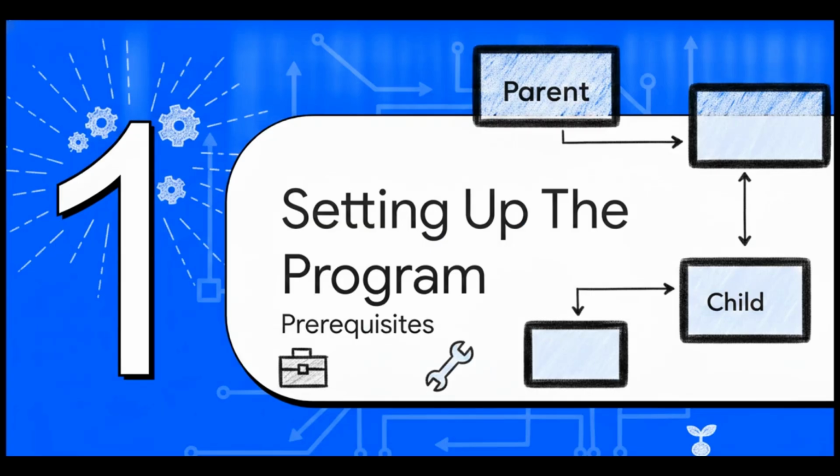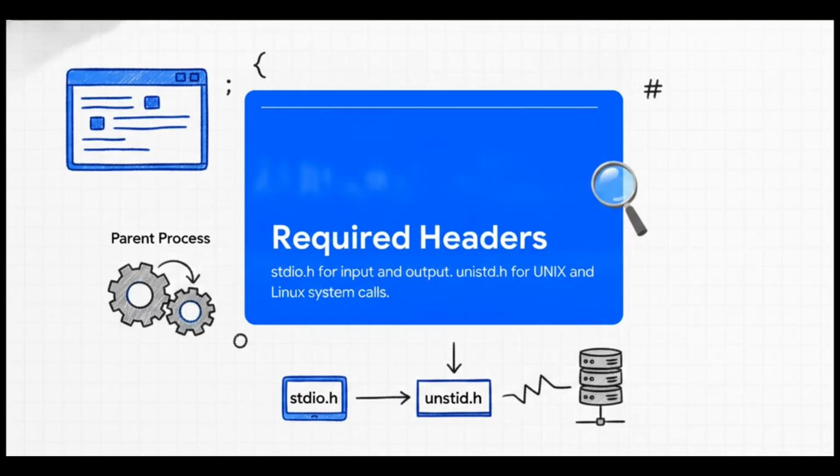All right, step 1, setting up the program and its prerequisites. You know that every C program kicks off from main, right? But before we even get there, we absolutely need to include two specific header files. First up is stdio.h. This gives us our standard input and output functions. Basically, if you want to print anything to the screen, you gotta have it. The second one is unistd.h, and this is the real star of the show today. It provides the core Unix and Linux system calls. Without it, our compiler would be totally lost when we try to clone our processes.